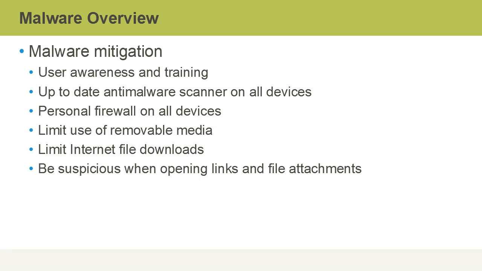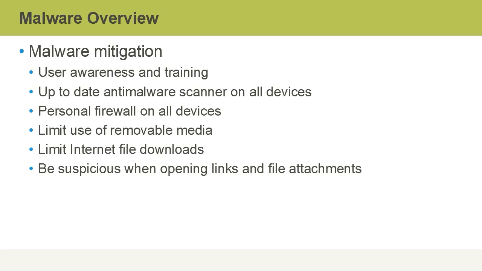So how do we mitigate malware? Number one, user awareness and training. Everybody in the organization needs to be in the know about understanding how easy it is to infect a machine, even through trickery or social engineering. We should also make sure we've got up-to-date anti-malware scanning on all devices, including smartphones. The same thing is true for personal firewalls. It needs to be on every device, looking at traffic coming into the device and leaving the device, even at the smartphone level.